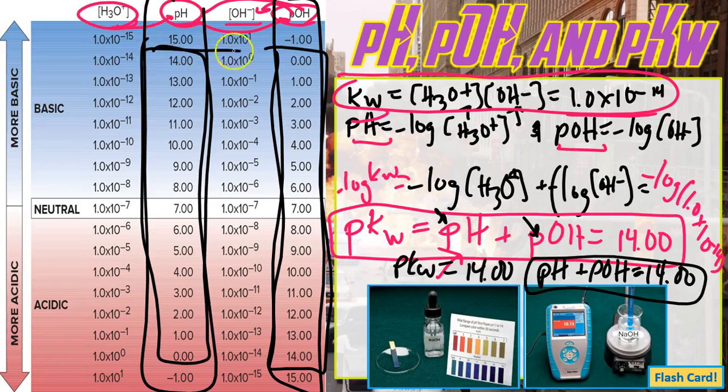So when our pH is 14, our pOH is 0. Okay? And then when our pOH is 14, our pH is 0. So again, the relationships are inverse to one another, which makes sense because H3O plus and OH minus are inverse of one another. So again, our focus is going to be the pH scale, but this is an example of what the pOH scale looks like.